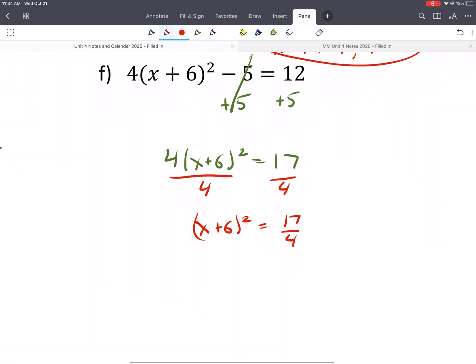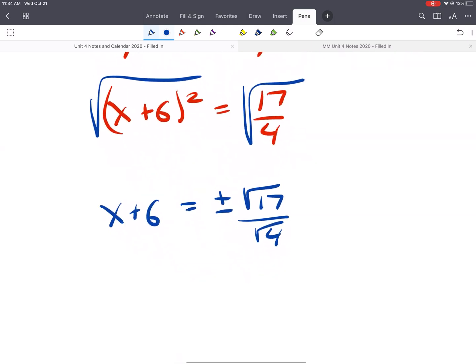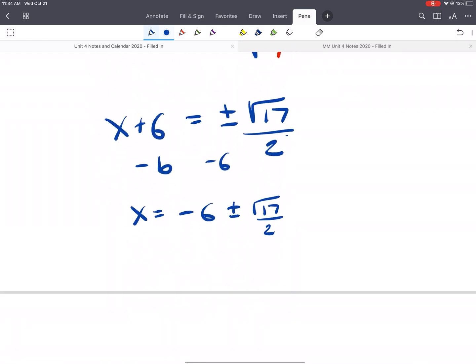We'll leave it as a fraction. Now we will square root both sides. x plus 6 is equal to plus or minus the square root of 17 over the square root of 4. Again, that just gives you 2. And then we'll subtract 6 from both sides. So x is equal to negative 6 plus or minus the square root of 17 over 2. Or negative 6 plus the square root of 17 over 2, and negative 6 minus the square root of 17 over 2.